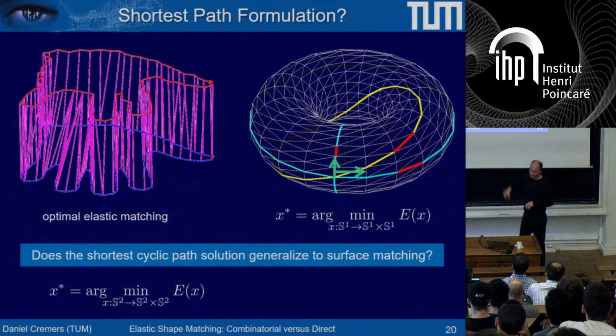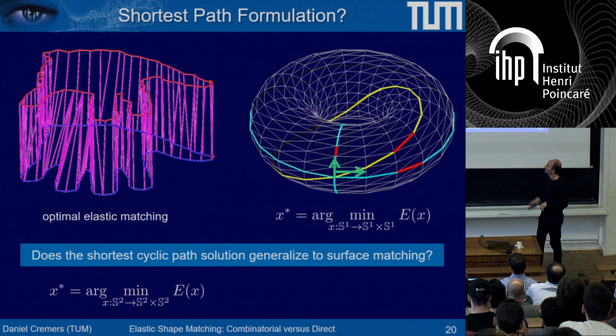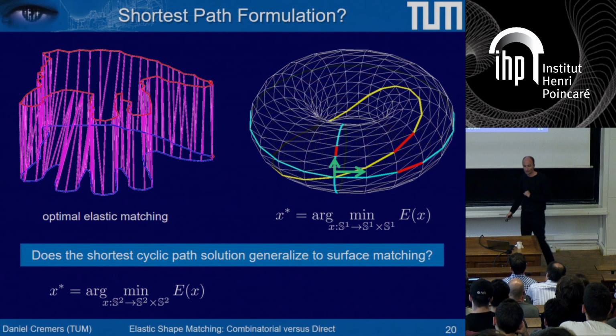And if we generalize that to surfaces, so now instead of having a planar curve for one shape, a planar curve for the other, I have a spherical surface for one shape, spherical for the other. So basically we have two spheres rather than two circles. And that means what we are computing, the correspondence, is a mapping from S2 to S2 cross S2.